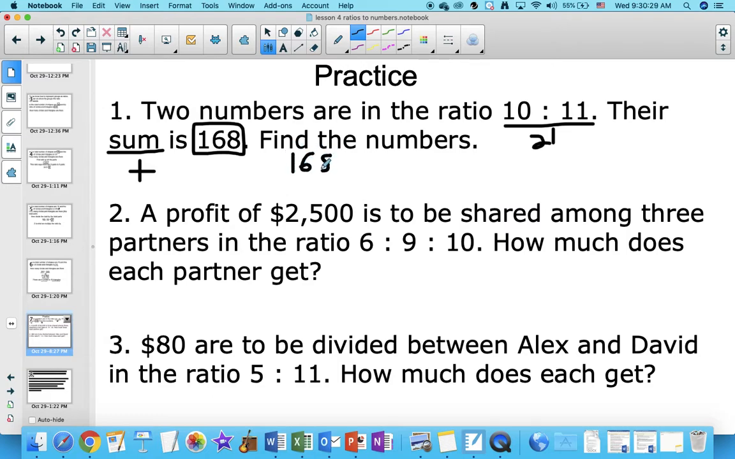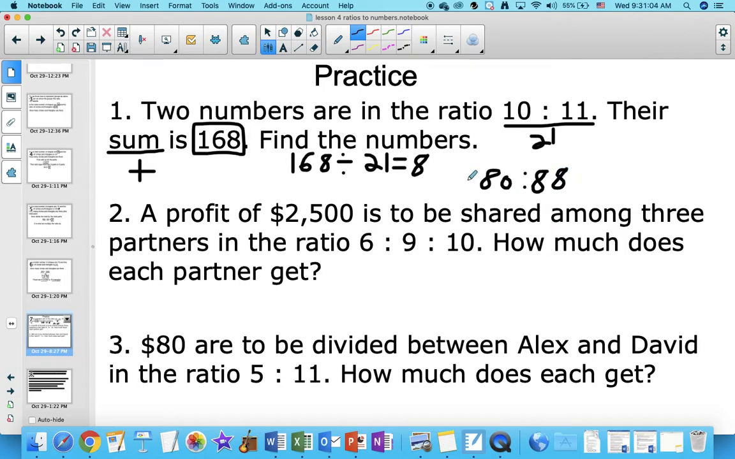So then we go 168 divided by 21. I take the total and divide by what I added up, 21, and that'll give me 8. So what that means is I take this 8 and multiply the parts of the ratio. So 8 times 10 is 80, and then I multiply the second part. 8 times 11 is 88.